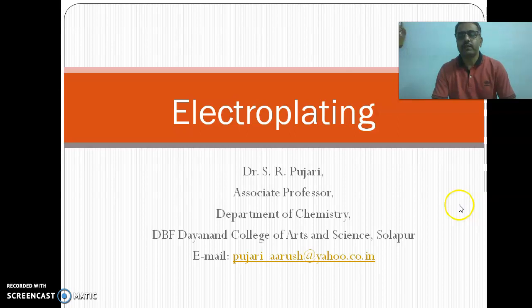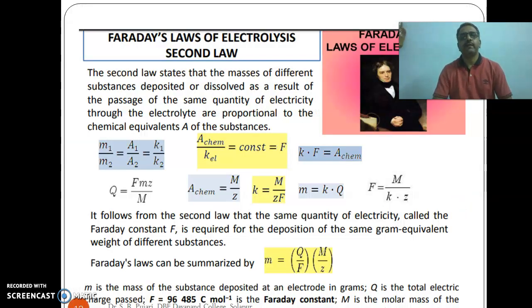So in the previous lecture we discussed the introductory part regarding electroplating. Then we saw the advantages of electroplating technology. Then we saw certain basic principles regarding what electrolysis is, and then we saw Faraday's first law of electrolysis. So in this lecture we will start Faraday's second law of electrolysis.